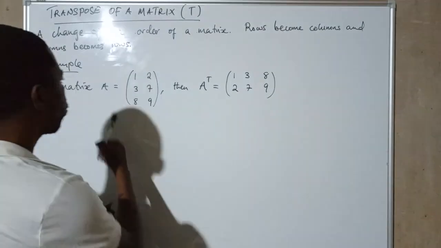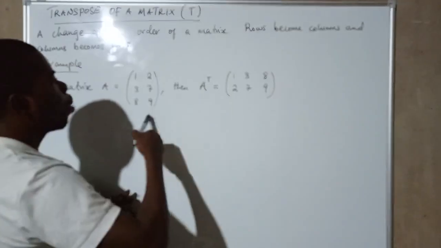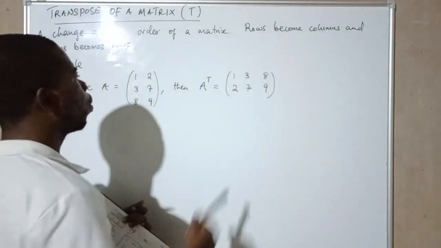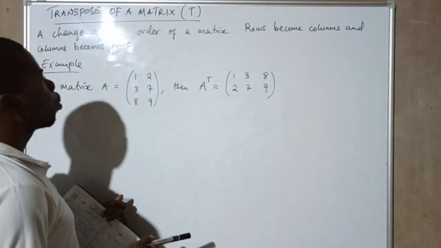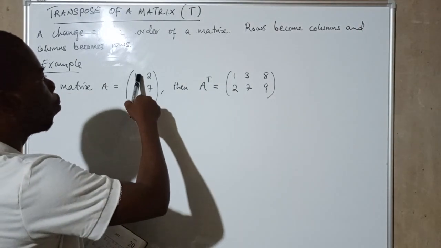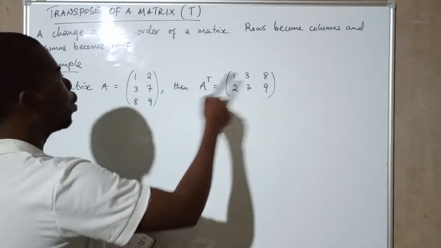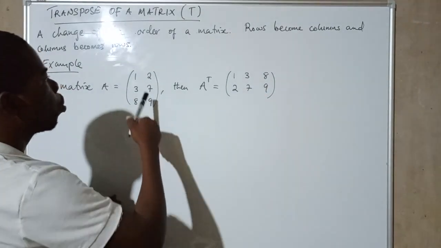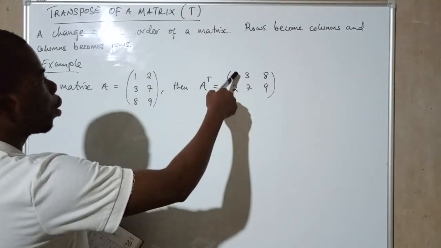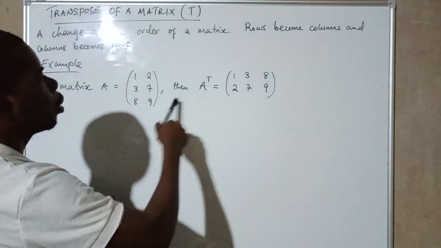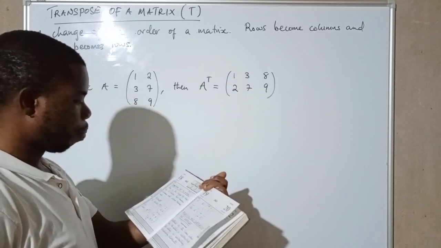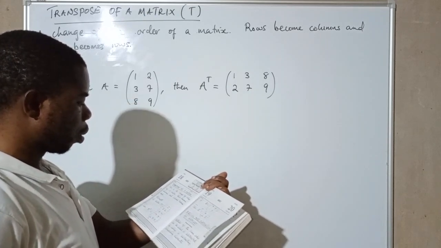So this is a transpose. We have changed it. The columns have become the rows, and the rows here have become the columns. Okay? So that is how it is. So here this one has become the row, like 1, 3, 8, and this one 2, 7, 9, like that. So it is very, very important to understand that.